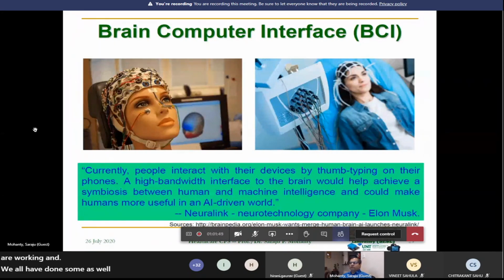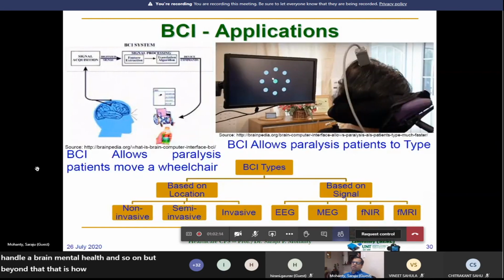Then another important component that I see is going to be part of smart healthcare as well is the brain-computer interface that is going to come. It's not just because of the trivial problem that people know, like how to handle the brain, mental health, and so on. But beyond that, with BCI we can do something that people are not able to do right now. For example, a paralytic patient can use the BCI to do a lot of things on his own instead of being dependent.